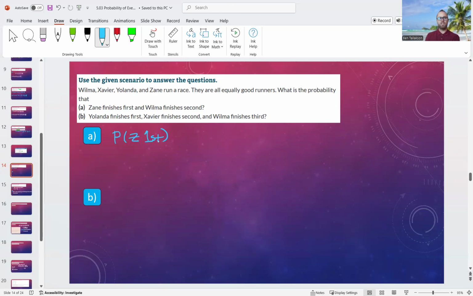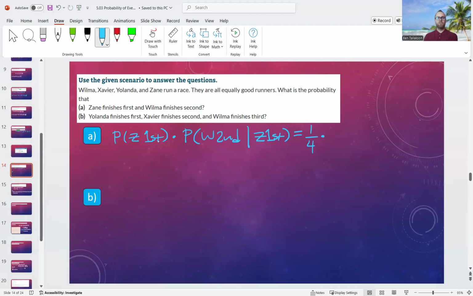Are those independent or dependent events? Well, if Zane finishes first, Wilma can't finish first, right? So these are dependent. So we're going to multiply times the probability of Wilma finishing second, given that Zane already finished first. So let's work it out. Probability of Zane finishing first. How many Zanes are there? There's one. How many racers? 4. We're multiplying.